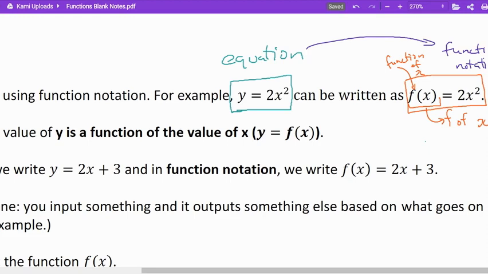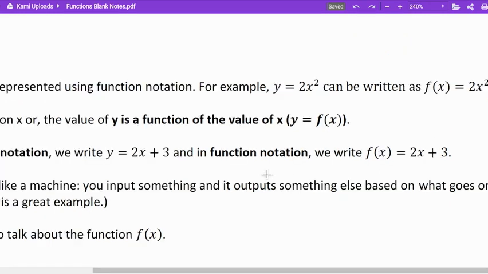Just to be clear, you can have an equation that is not a function. So y squared equals x is not a function. As such, I cannot write this in function notation, because when I write an equation in function notation, I'm saying this is definitely a function. And what we're saying is that the result of this equation, whatever we get here, which usually is a y, is a result of the function.